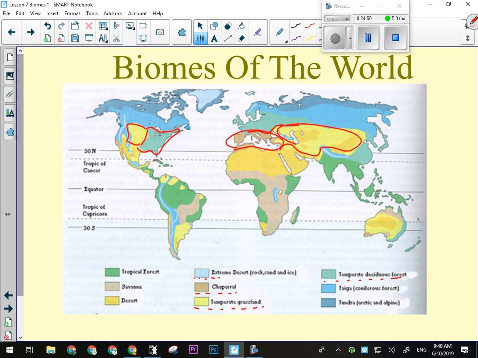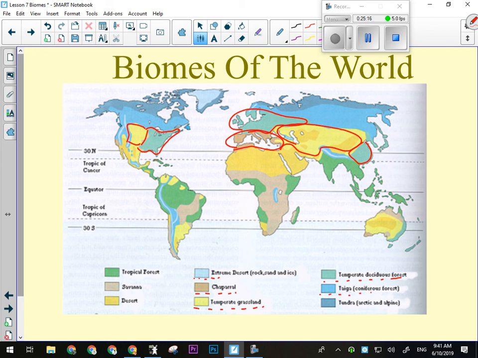Much of Europe is also that biome, although a lot of those trees were harvested during the Industrial Revolution, but this is to reflect what it should be. We also see some of it in parts of Asia. But it is definitely a mid-latitude biome. It's not something you would see in a tropical area. We only really see it in the northern hemisphere.